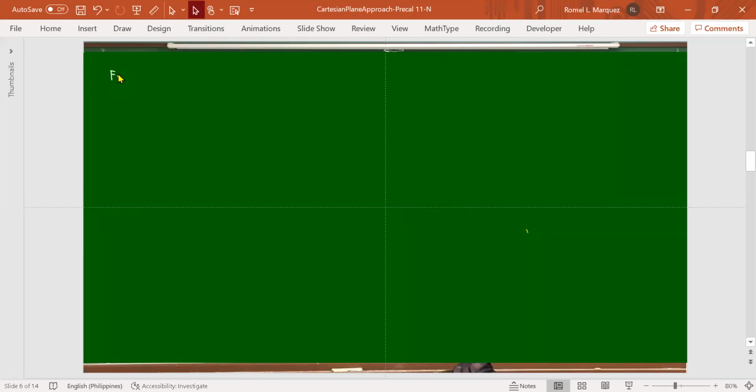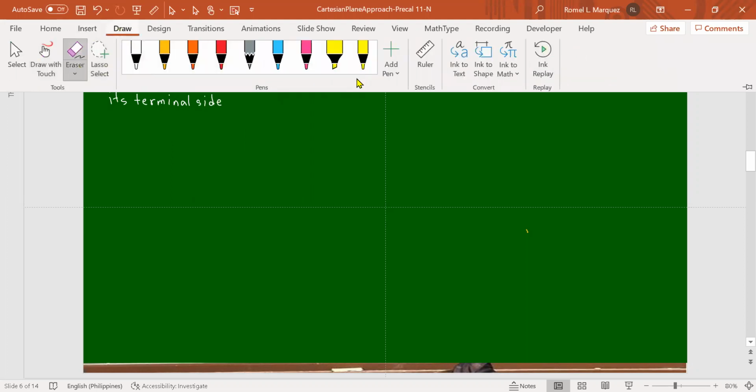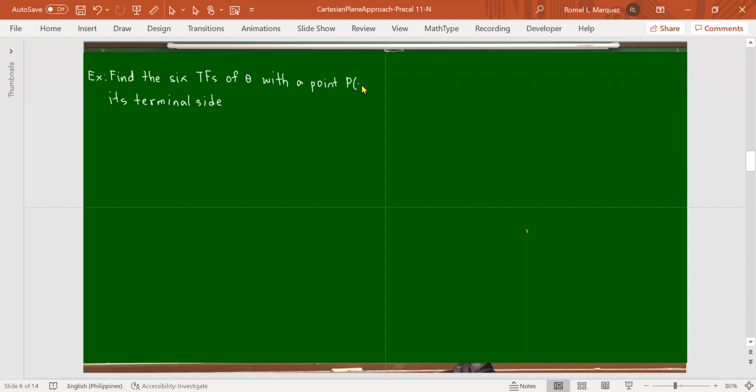Find the 6 trig functions of theta having a point on its terminal side. Let's say the point is (-5, -12).